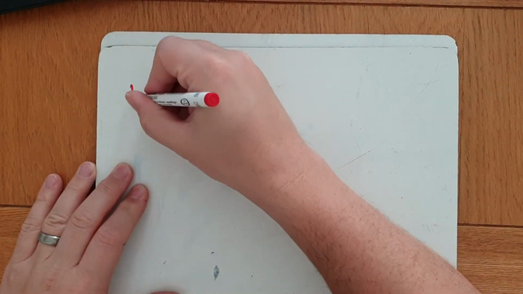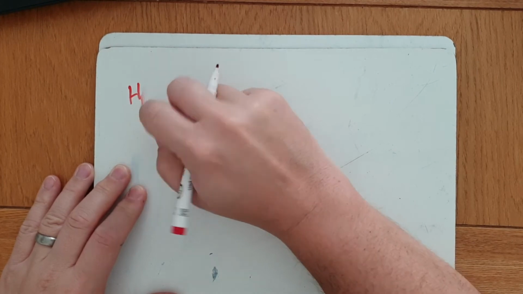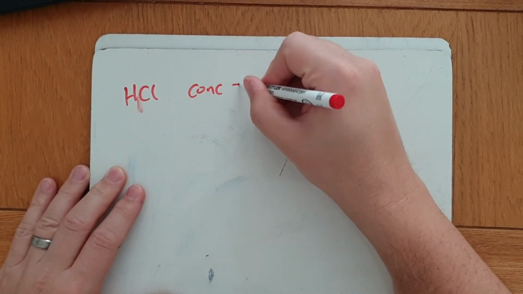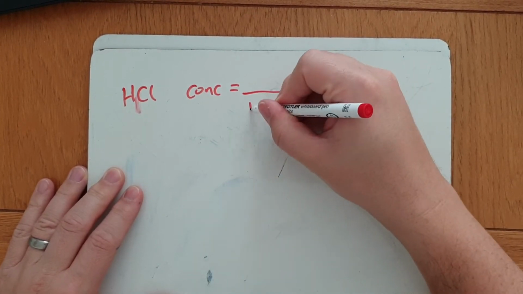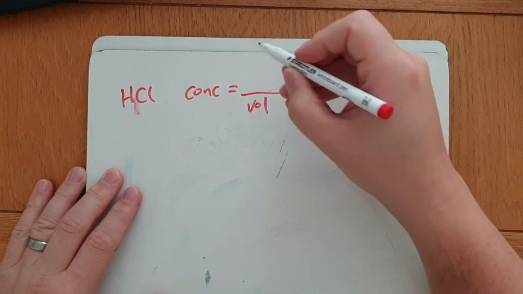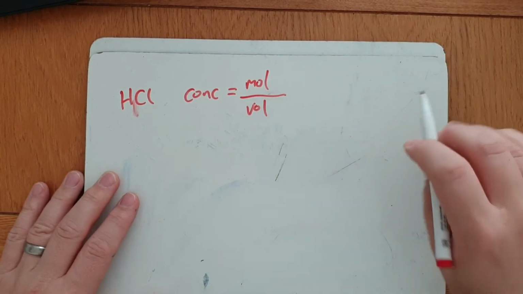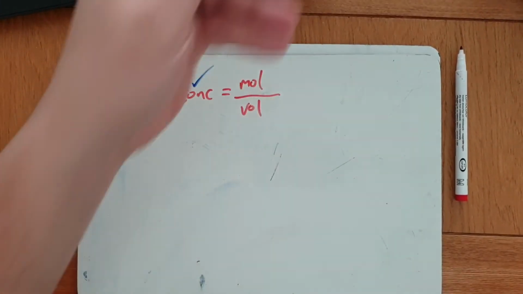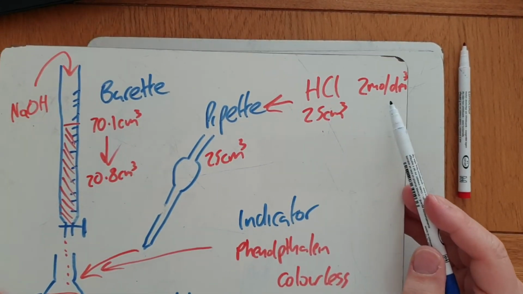Why is this useful? Why are we bothering doing all of this at all? Well, for HCl we knew the concentration, and we know the volume. So that means we could work out, because the concentration, it told us, was 2 moles per decimeter cubed.